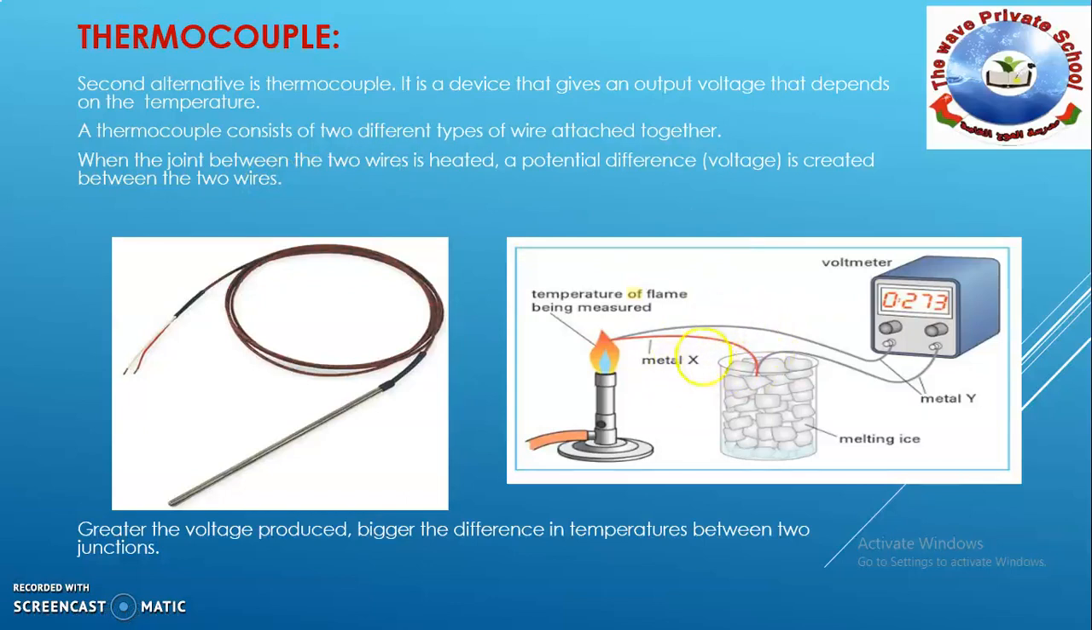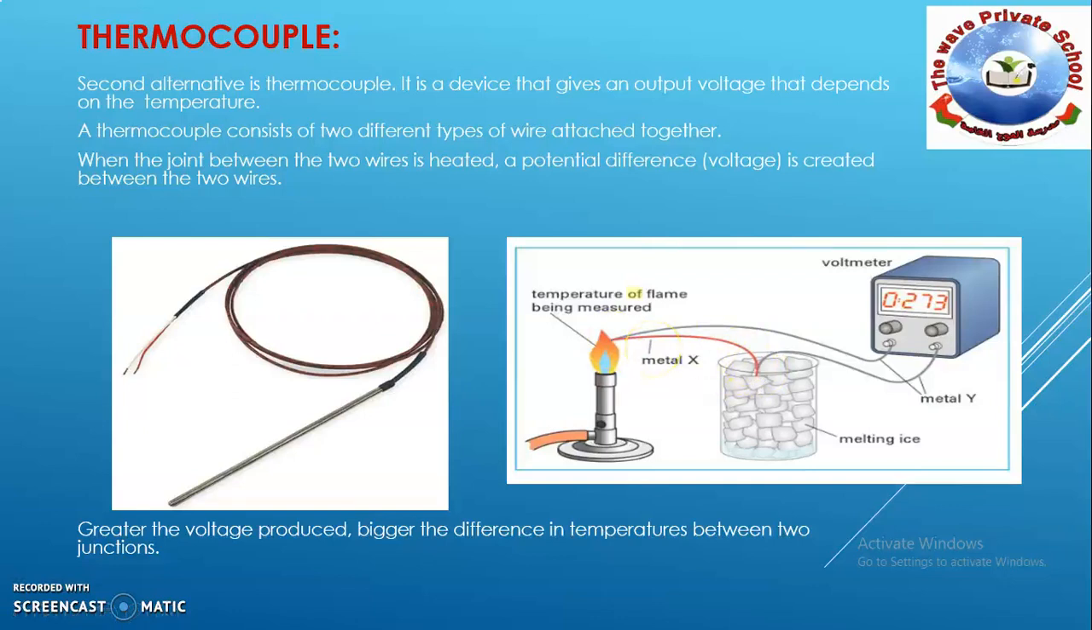Thermocouples are made from two wires of different metals. As you can see here, there are two metals: this is metal X and this wire is metal Y. Both ends of metal X are connected to metal Y. So this is based on two junctions. This point is one junction and the other end of metal X becomes the second junction of the wire.